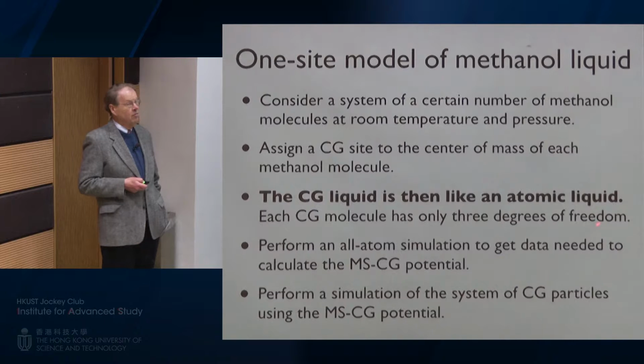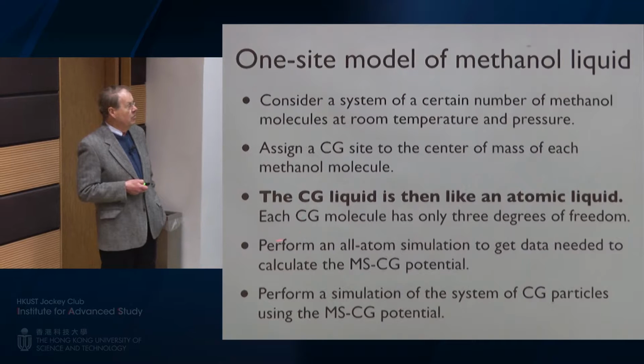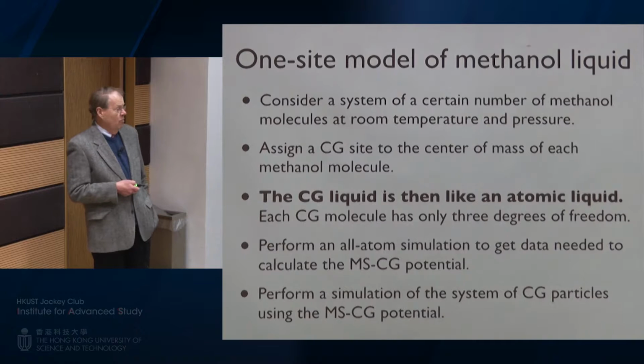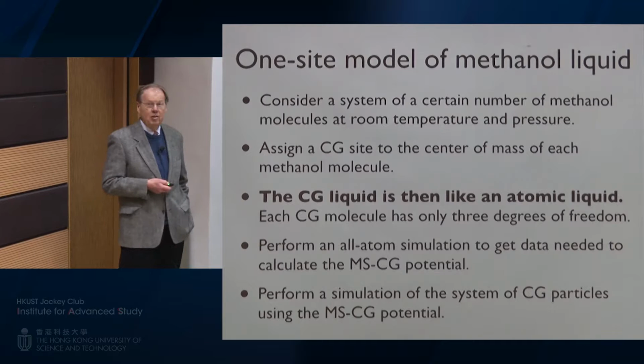In order to do this, we perform an all-atom simulation to get the data needed to calculate the MSCG potential. And then we perform a simulation of the coarse-grained particles using the MSCG potential. And we use the same programs as we used for all atoms. We just have a different potential energy function, a different set of masses, and a different number of particles. We don't have to rewrite the programs.